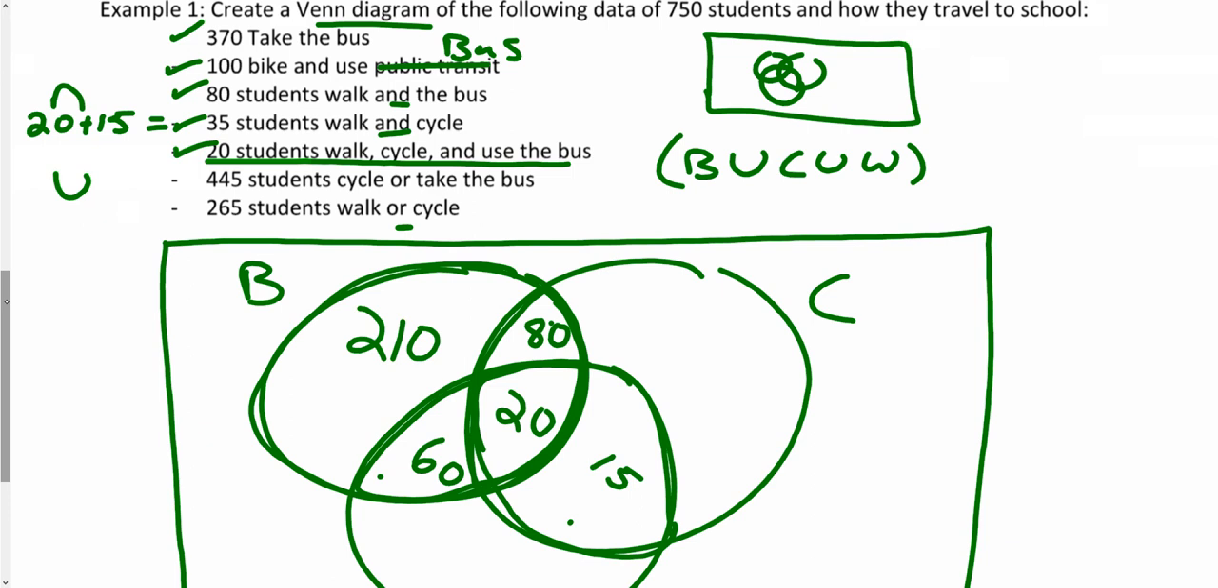So that 210 represents students that just take the bus. A way to write that would be the bus minus C and W. Okay, sorry it's a little messy. But now that I have that one taken care of, I could look at the next one.